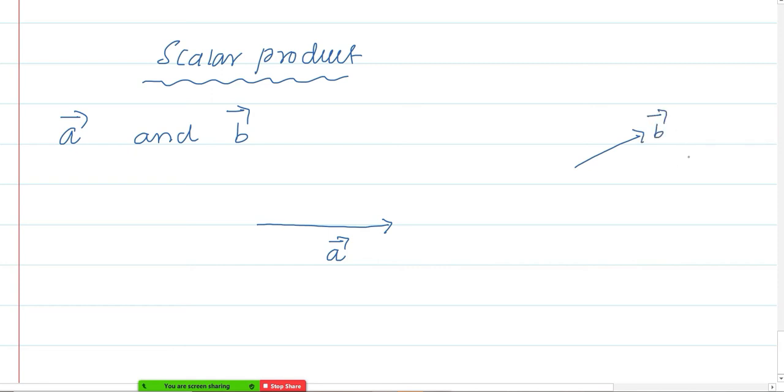When you have to add two vectors, we generally keep the second vector at the end where the first vector ended. There we keep the second vector, isn't it? And this will be the resultant vector of A plus B. Getting?